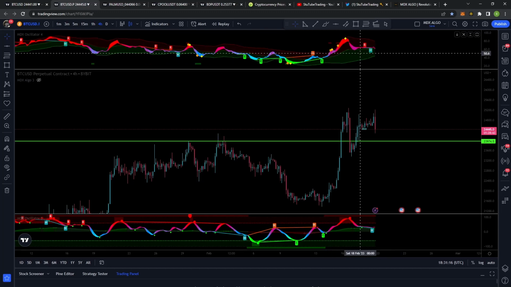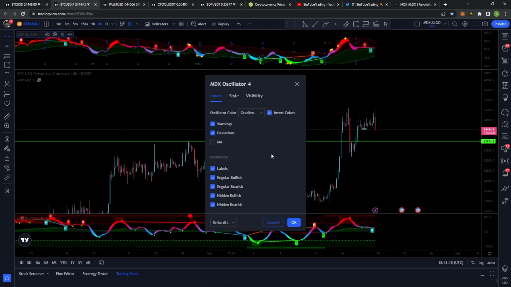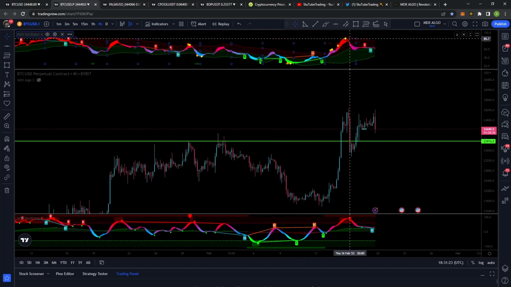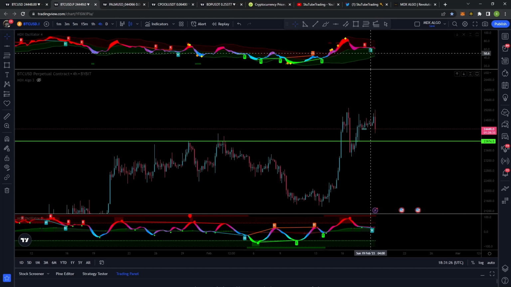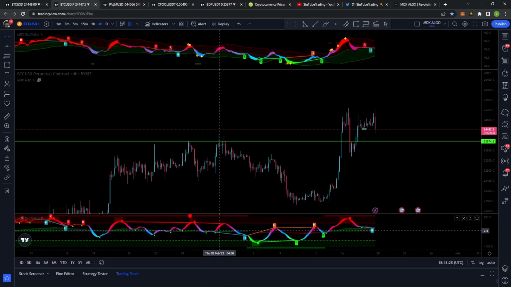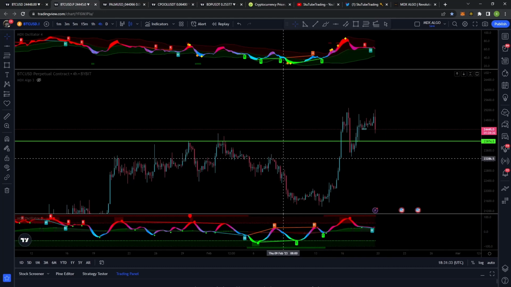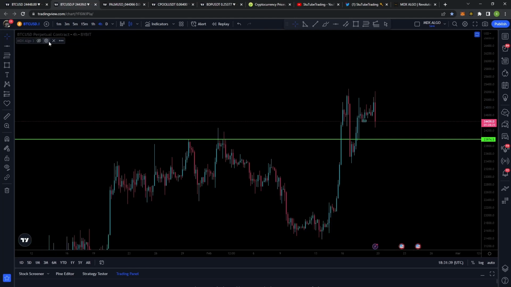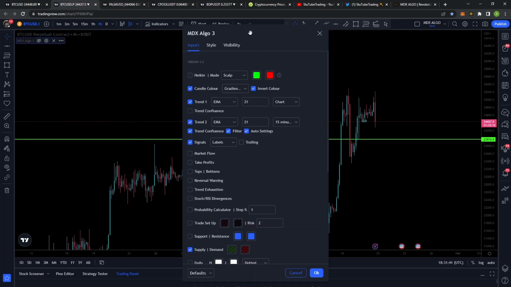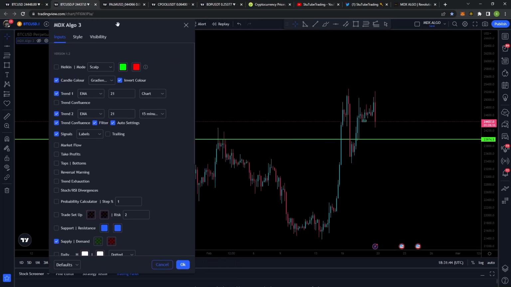The oscillator 4 up here, the only thing I really changed from the default settings was I added the hidden bullish and hidden bearish divergences. So that's just the H's that show up there, just to point out some extra signals to me. Oscillator 5 down here, same thing. I added the hidden divergences and that kind of thing. The Algo 3 is where there's a lot more settings, obviously. So let's just bring those up. So some very cool things you can do with this indicator. I know for a lot of you guys this is going to be very repetitive because you've seen this 100 times, but I'll try and go through it very quick.